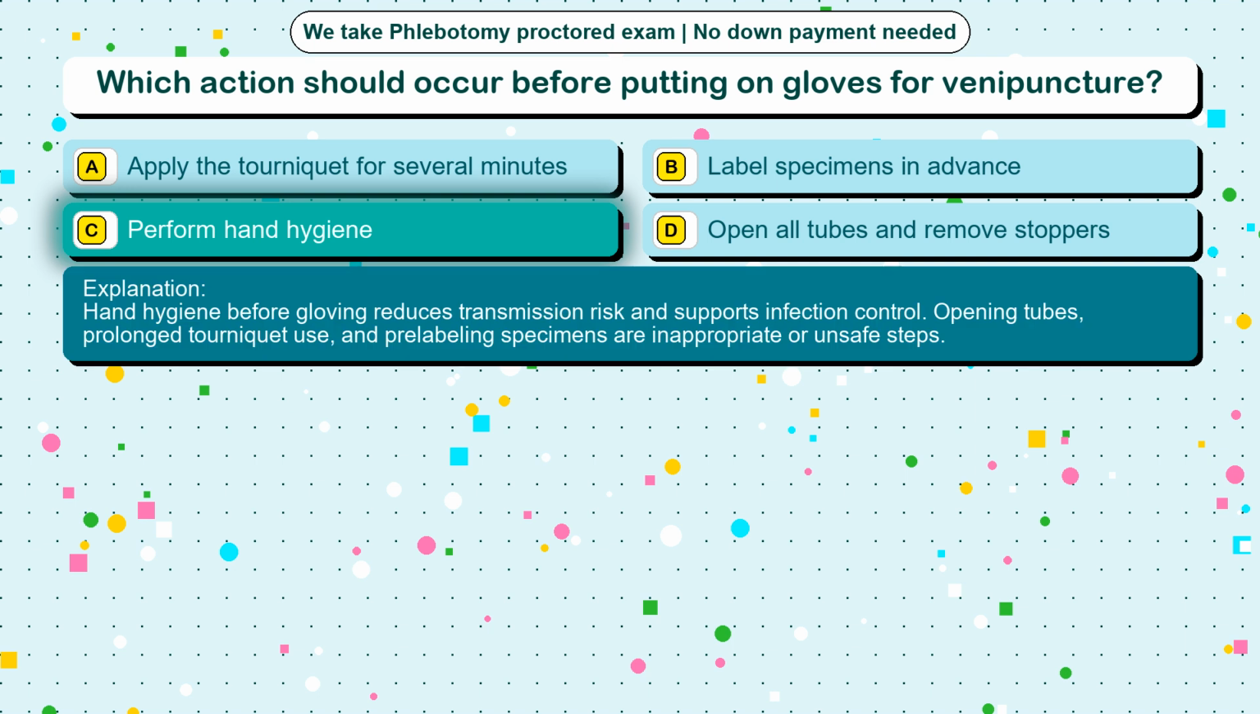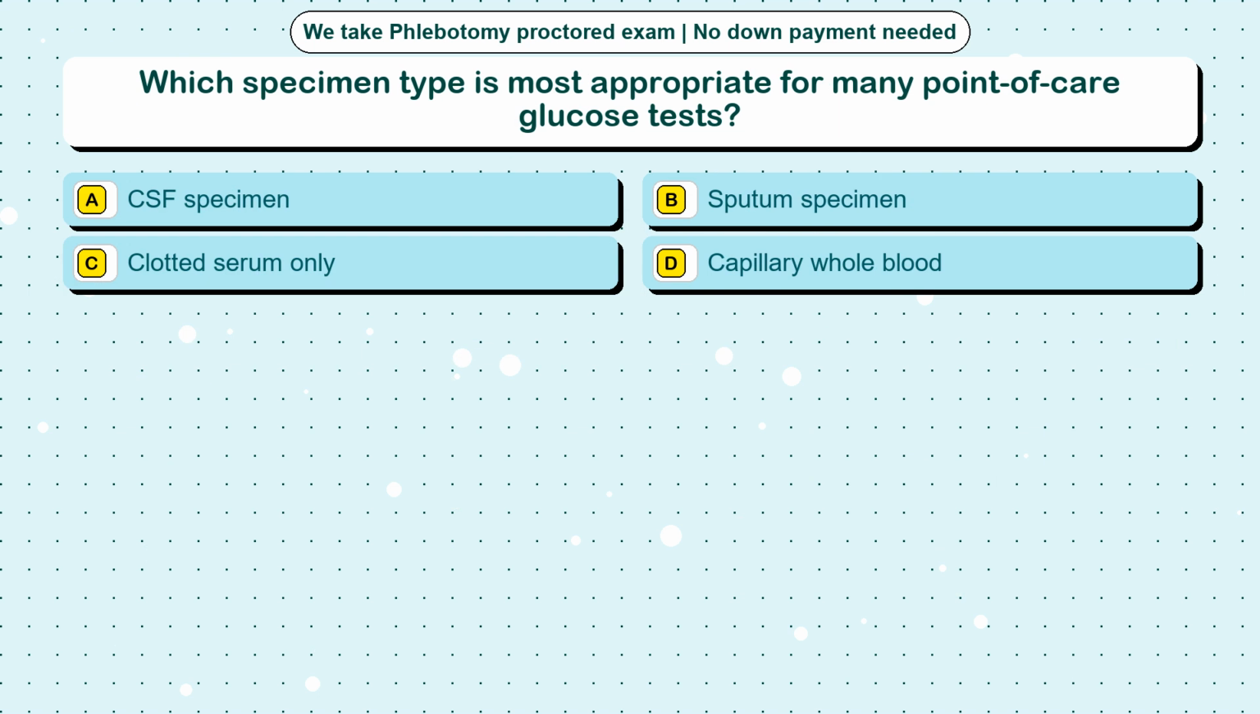Hand hygiene before gloving reduces transmission risk and supports infection control. Opening tubes, prolonged tourniquet use, and prelabeling specimens are inappropriate or unsafe steps. Question 55. Which specimen type is most appropriate for many point-of-care glucose tests? Option A, CSF specimen. Option B, sputum specimen.